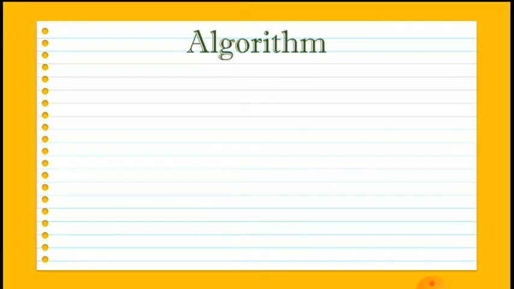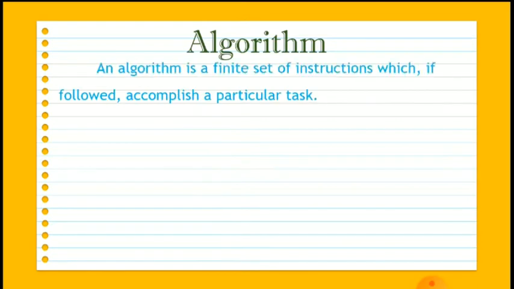So now we will see the definition of algorithm. An algorithm is a finite set of instructions which, if followed, accomplish a particular task. That means algorithm is a set of instructions and the steps should be limited. Whatever steps you choose should be finite, and if the given steps are followed properly, it should perform a particular task.